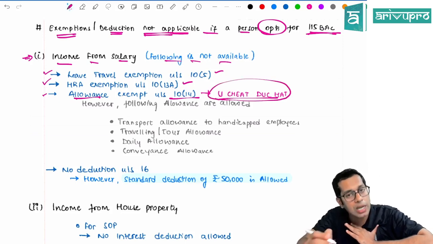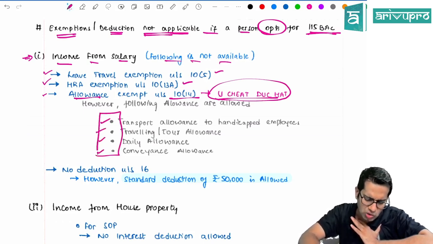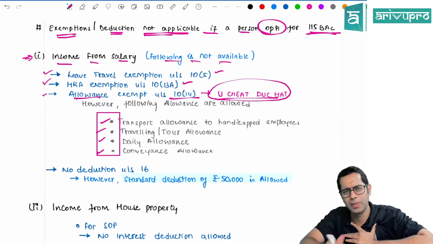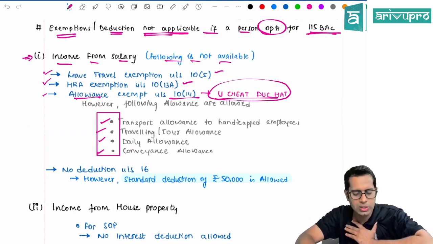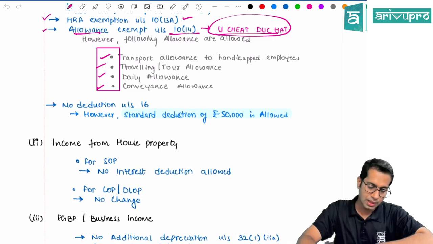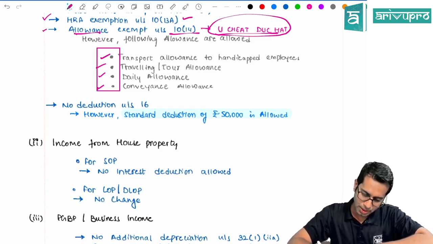These allowances will be fully taxable, except transport allowance, traveling allowance, tour allowance, and conveyance allowance. So basically, these are your travel related allowances that will be given to you: transport allowance to handicapped employee, traveling and tour allowances, daily allowances, and conveyance allowance. Only these allowances will be given. Then, please note.